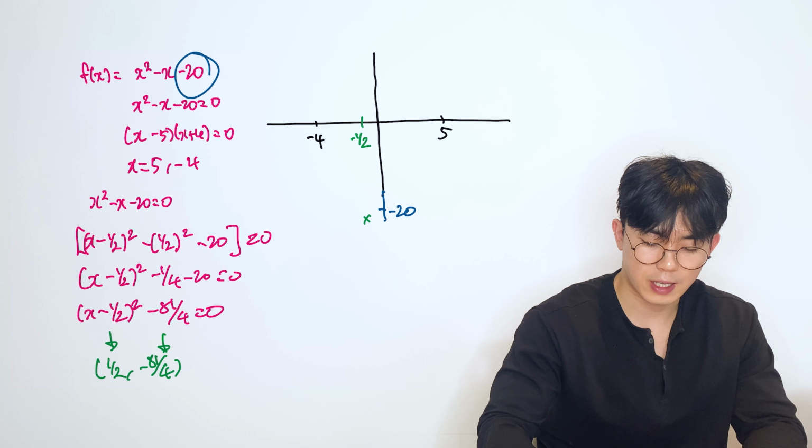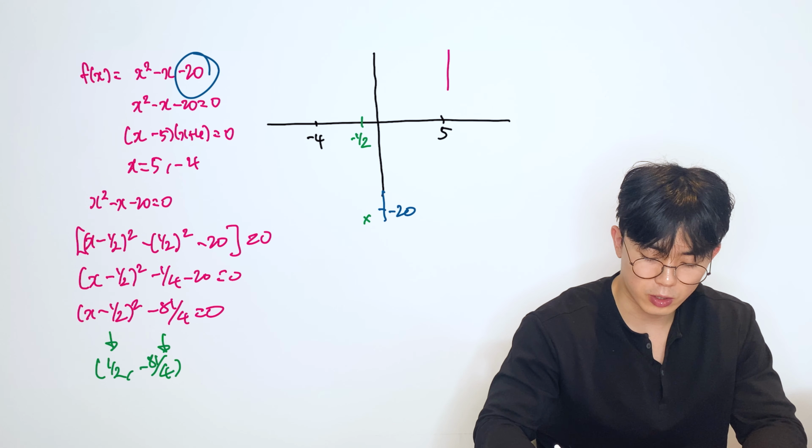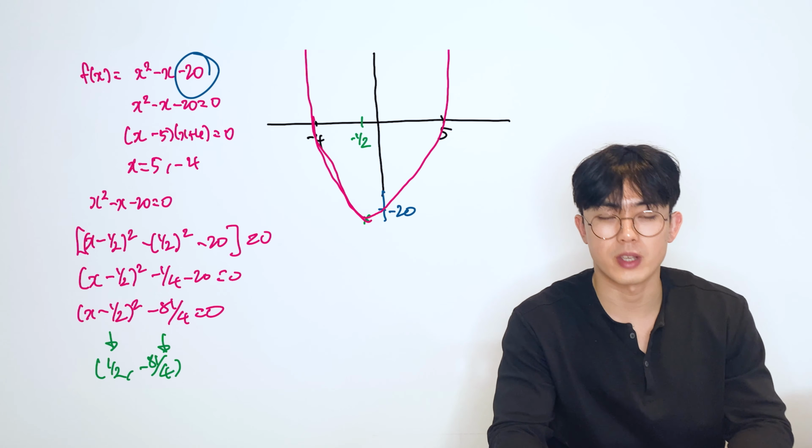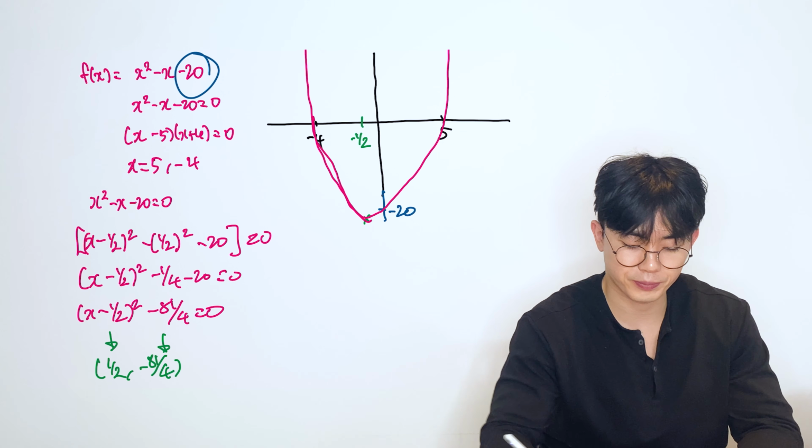And so now you just have to sketch it. It's like a U shape, going through all these points, turning point here, and going up like this. Ideally, you want to sketch it a bit more smoothly, but you get the message, right?